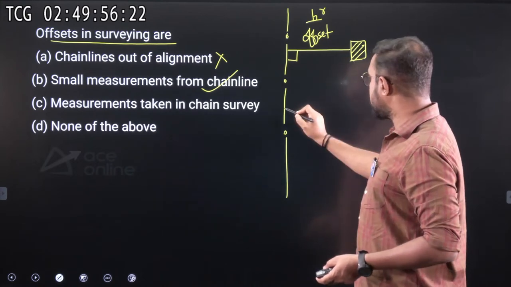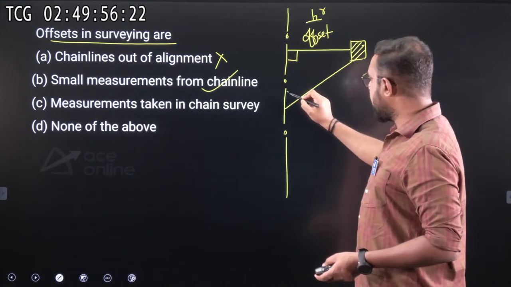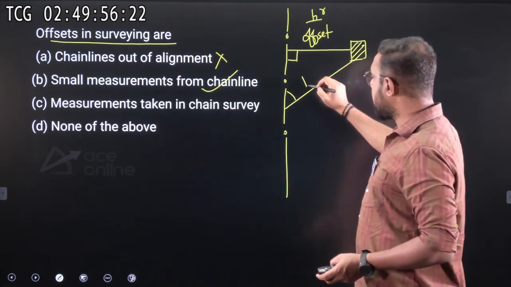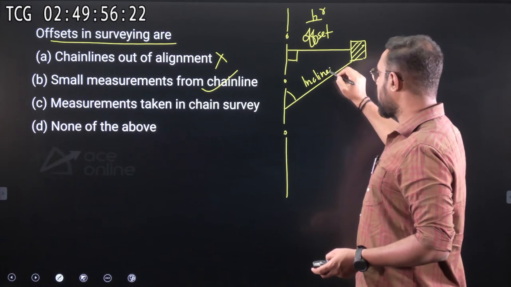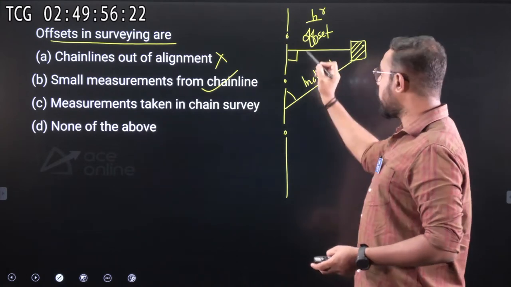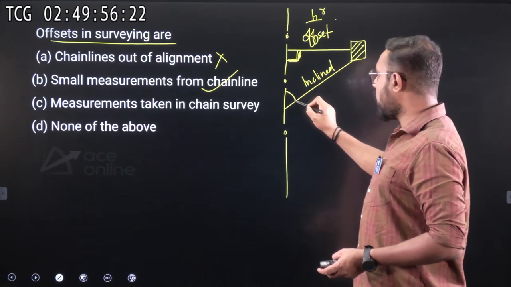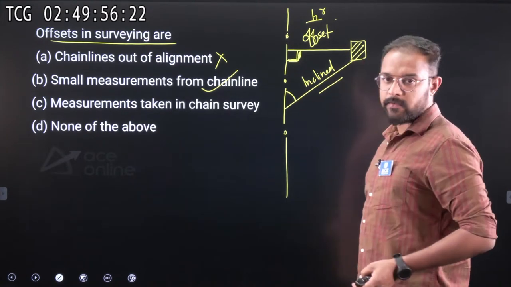If I am plotting the edge of this particular building by an inclined offset like this, it is not making 90 degrees, so I will call it an inclined offset. So based on direction, if it is 90 degrees to the chain, it is perpendicular. If it is not 90 degrees to the chain, it is an inclined offset.